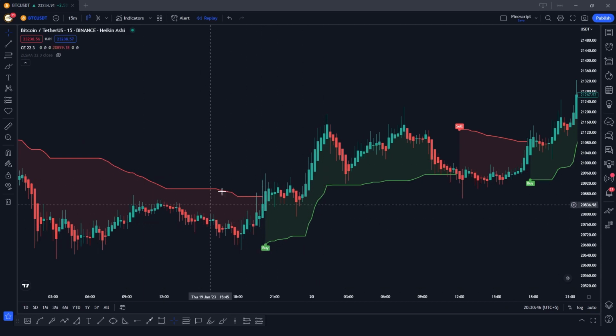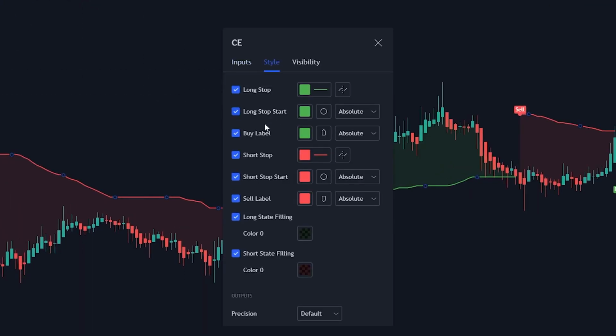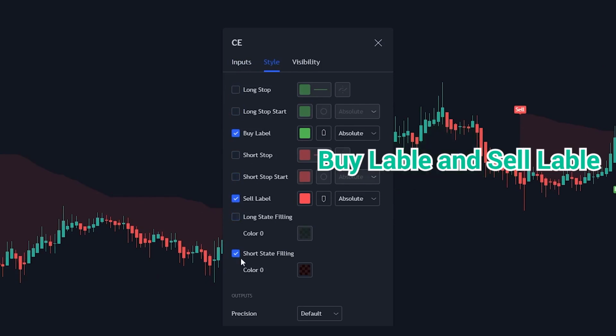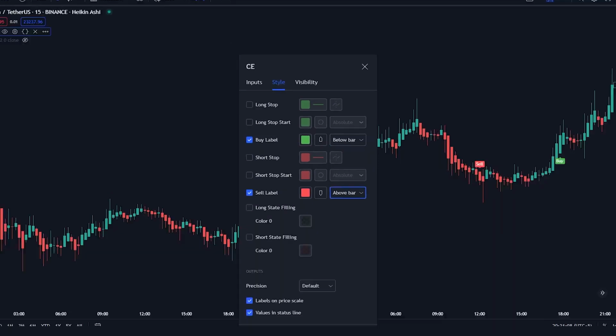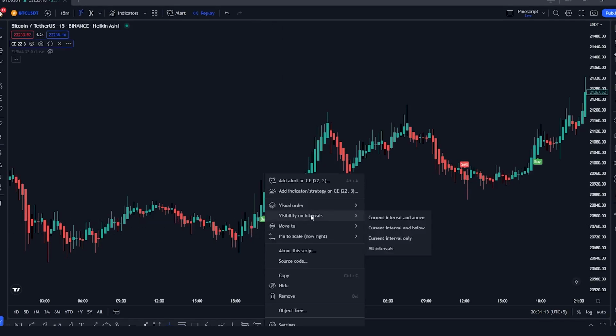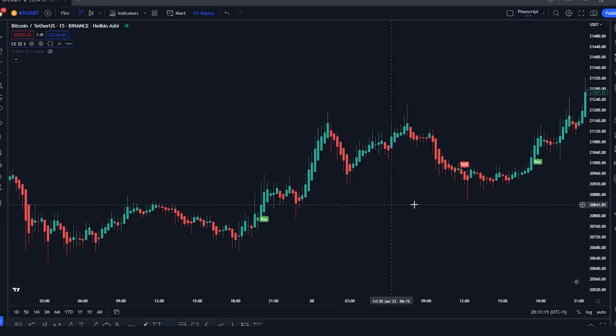So in order to remove this lag, we're going to go to the settings and change some settings a little bit. First of all, let's move these signals a bit closer to the candle so that you can see them clearly. So we're going to go towards the settings and go to style, and inside here we're going to uncheck everything and leave the buy level and sell level on, and we're going to make the buy level appear below bar and the sell level appear above bar. Now you can see the signals have moved much closer and you can see them very clearly on the chart.